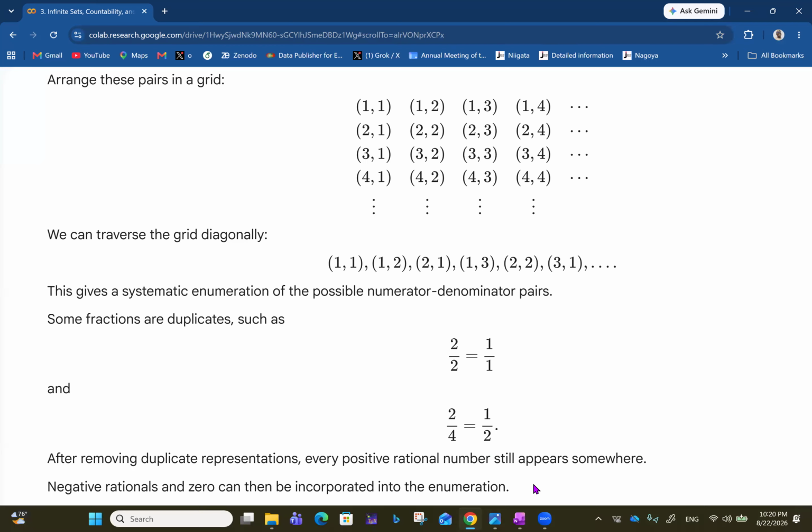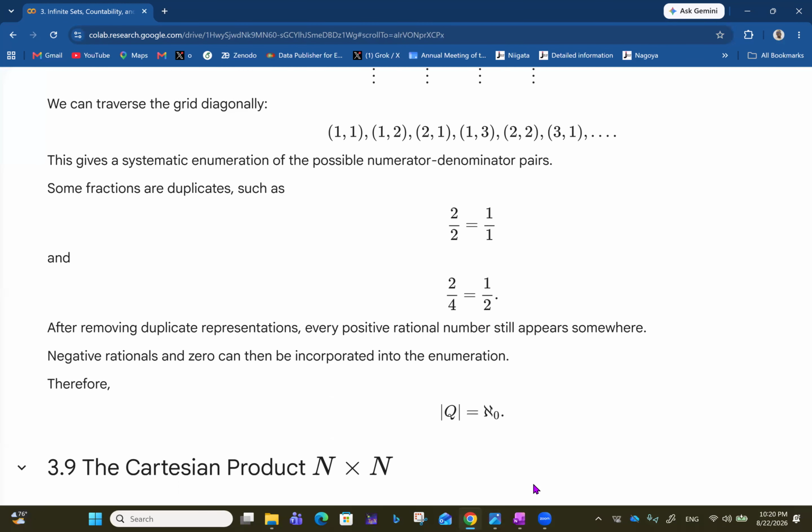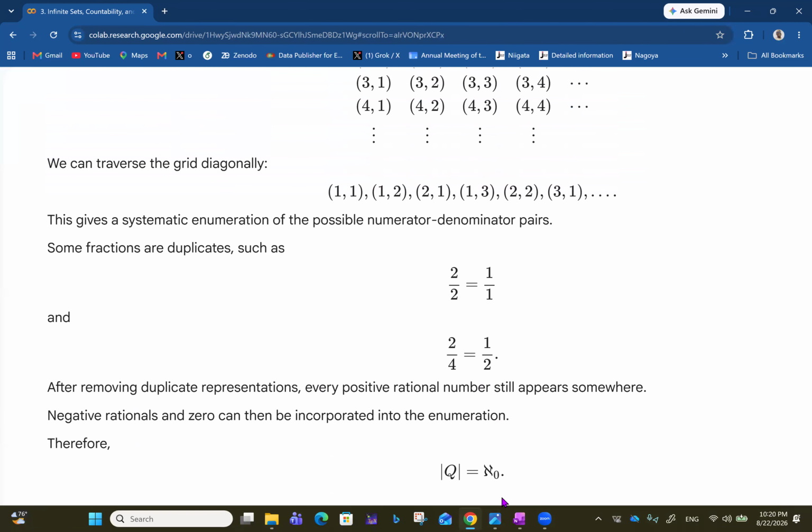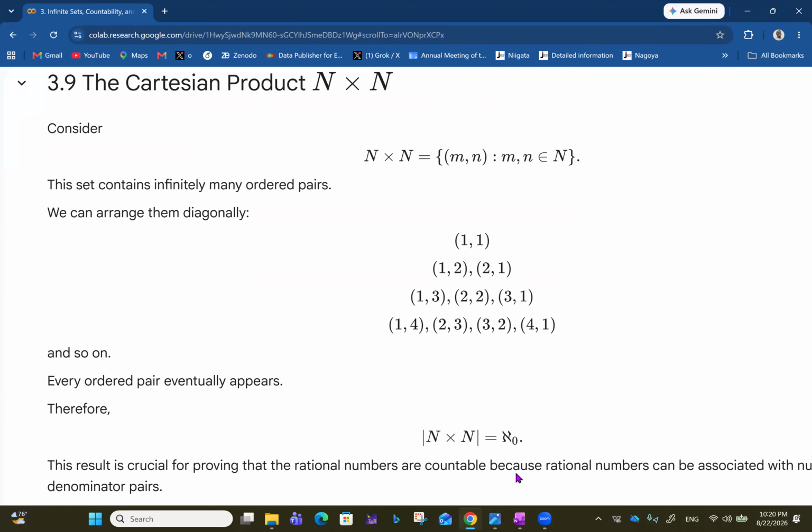Though this is more sophisticated than the natural, odd natural, even natural, as well as even integer cases, it is still countable. So in essence, we are saying that negative rationals and 0 can then be incorporated into the enumeration. Therefore, the cardinality of the set of rational numbers is aleph 0, just like for the other ones.